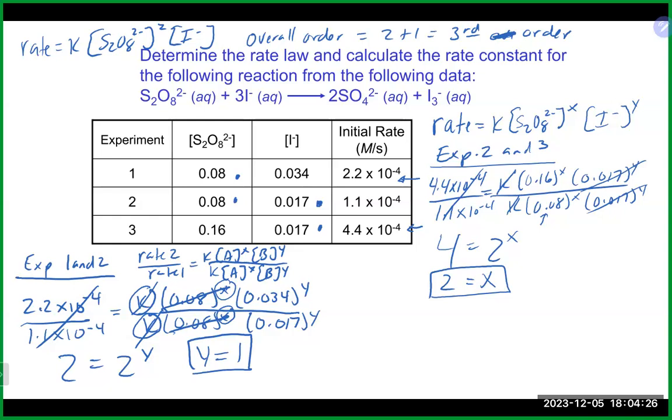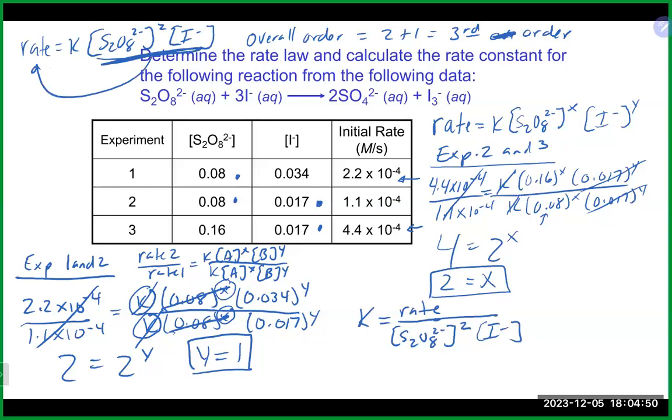Now that we have that, we can actually solve for k in this case. So to finish it out here, to solve for k, k would equal the rate divided by the S2O8 2- concentration, and once again, we do have to square it, times the I- concentration. So we're basically just taking these two guys and dividing it over to the other side and solving for k.